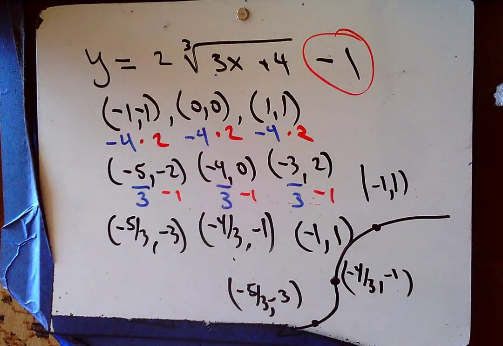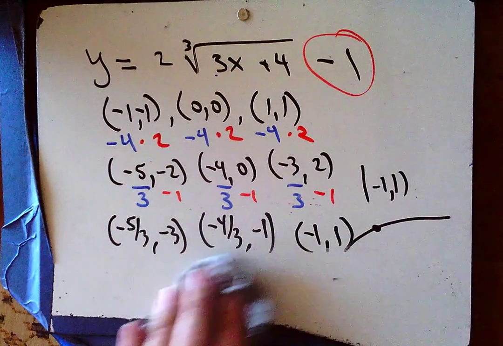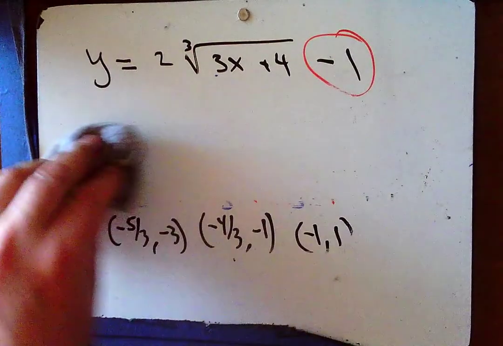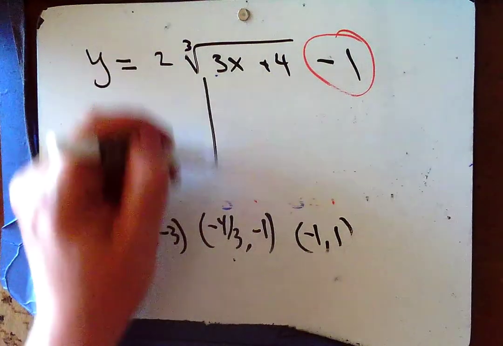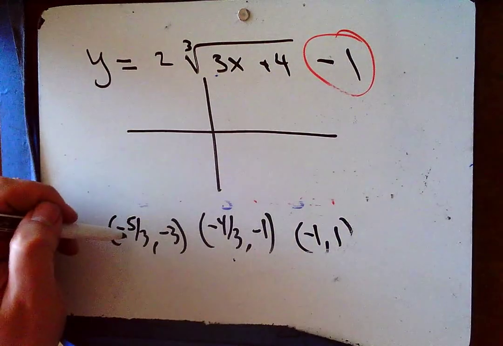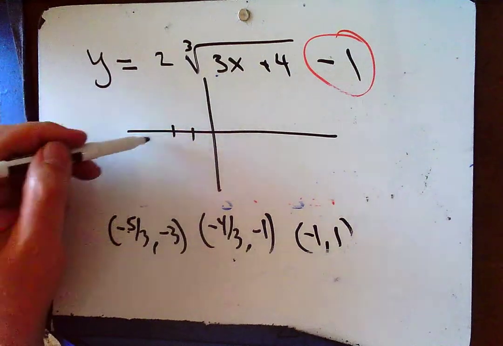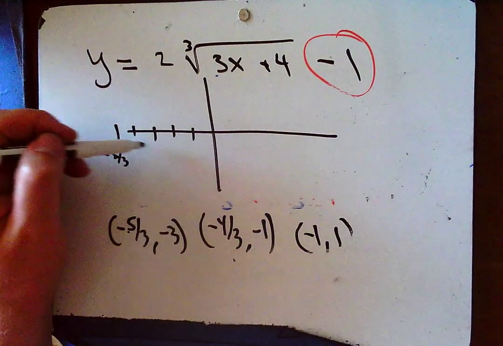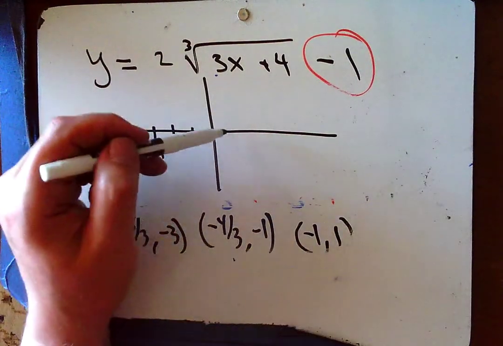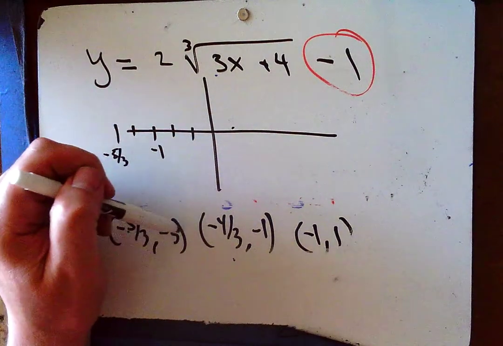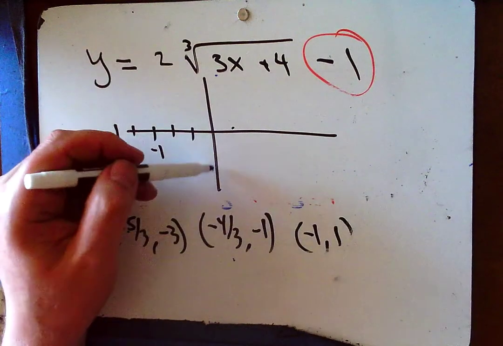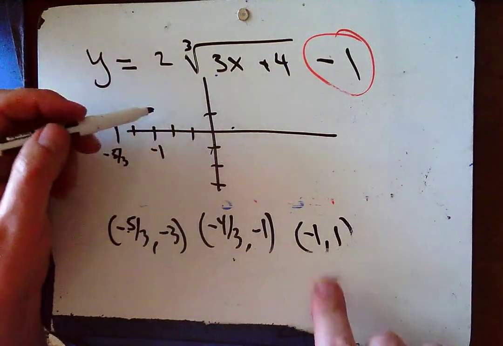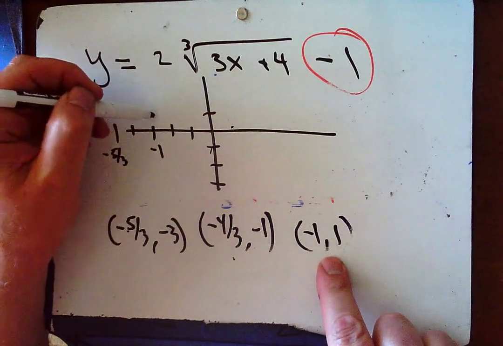Okie doke. Now, if you don't like that, how about this? We could do this instead. Let's make a graph where the x's go by thirds. So there's -5/3, there's -1, and my y's go by ones. So we've got (-1, 1). That's here.